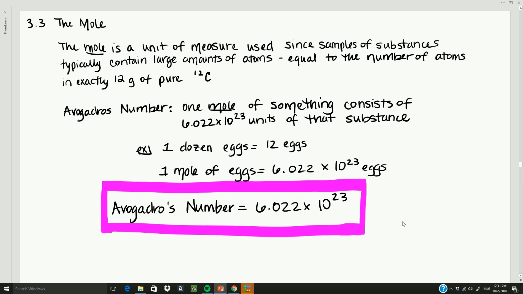So we use a number called Avogadro's number, which is 1 mole of something always consists of 6.022 times 10 to the 23rd units of that substance. So, for example, we know that 1 dozen eggs equals 12 eggs, but 1 mole of eggs would equal 6.022 times 10 to the 23rd eggs. So that's Avogadro's number, which I've circled here in purple. So memorize that number, you will be using it a lot.